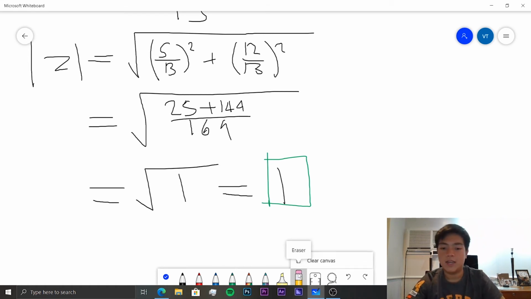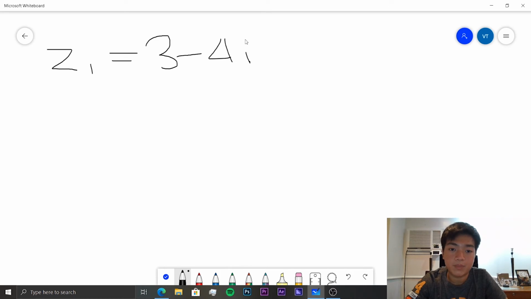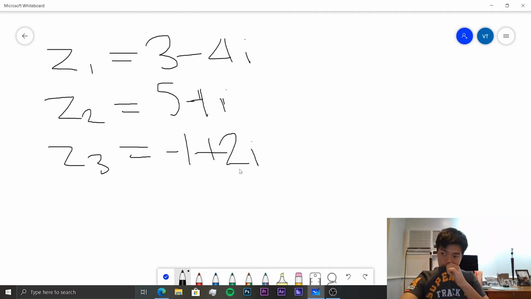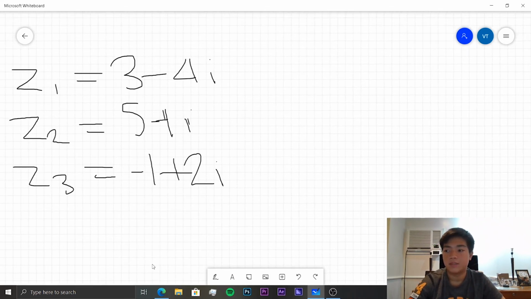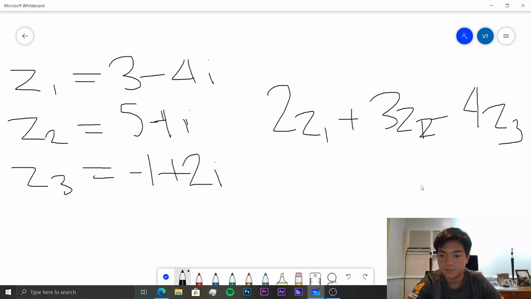Okay. Now, on to the final few problems. So we're given the complex numbers z1 is equal to 3 minus 4i, and z2 is equal to 5 plus i, and z3 is equal to negative 1 plus 2i. We need to calculate the following and check your answers with a calculator.